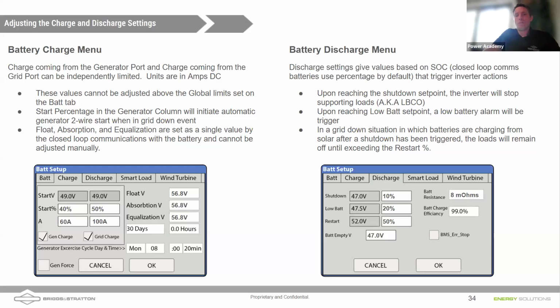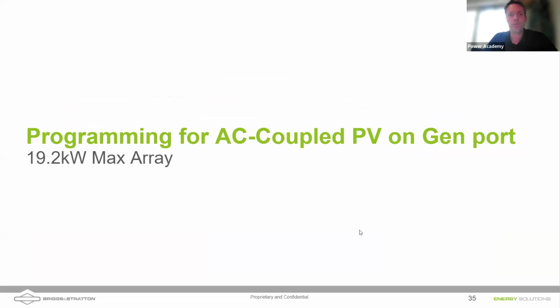The battery empty voltage tells the inverter where 0% state of charge is for the battery system. You will also note here that the voltage column is grayed out. That's because in the previous battery tab setup, we had chosen use percentage for programming. And if you have one of our communicating batteries, they automatically choose percentage.